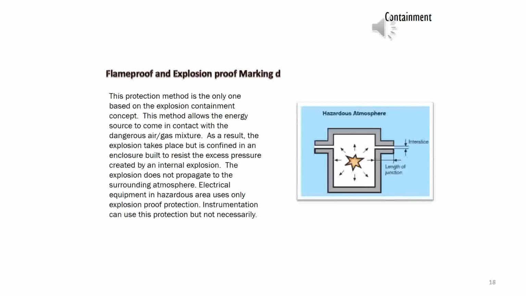Flameproof or explosion-proof protection, marking D. This protection method is the only one based on the explosion containment concept. This method allows the energy source to come in contact with the dangerous air-gas mixture. As a result, the explosion takes place but is confined in an enclosure built to resist the excess pressure created by an internal explosion. The explosion does not propagate to the surrounding atmosphere.